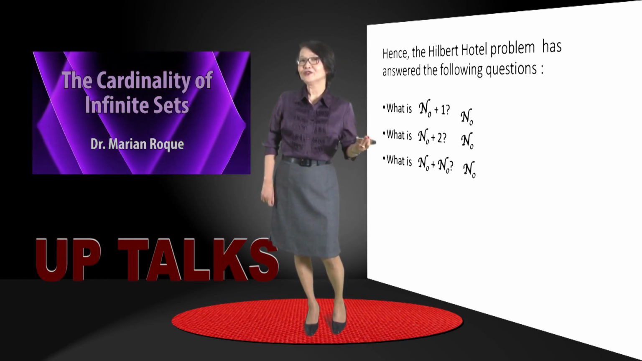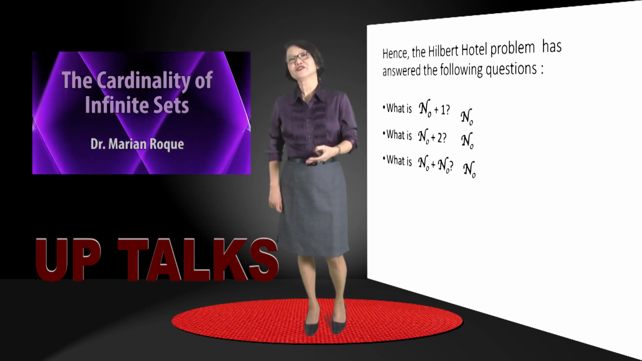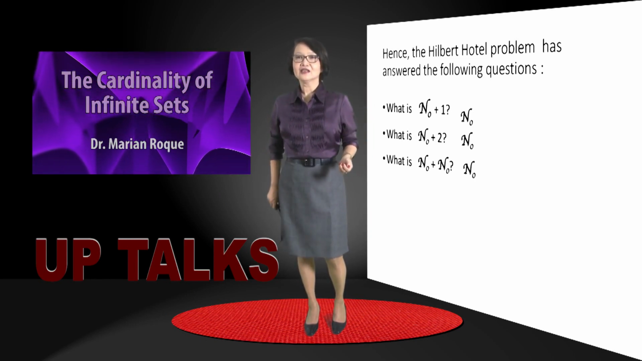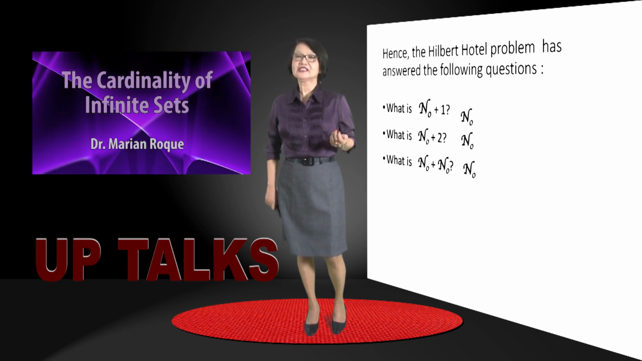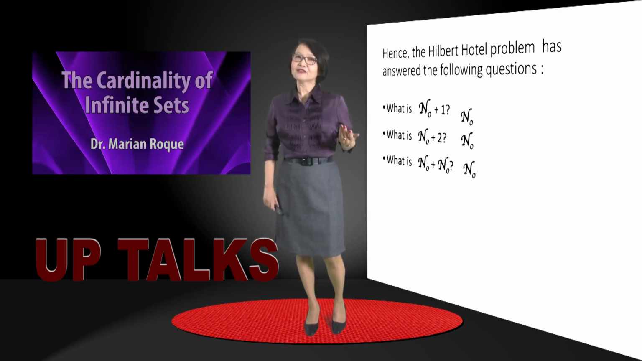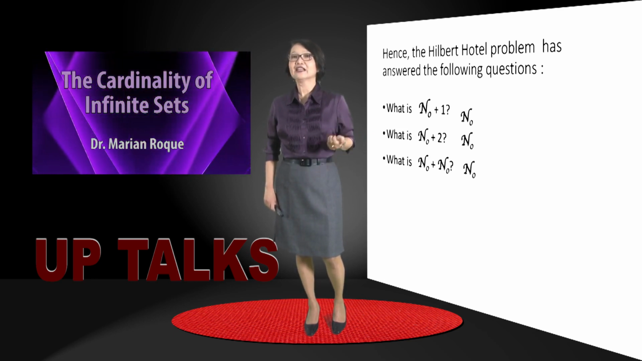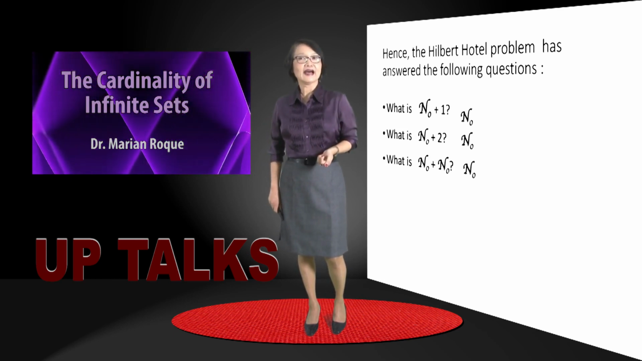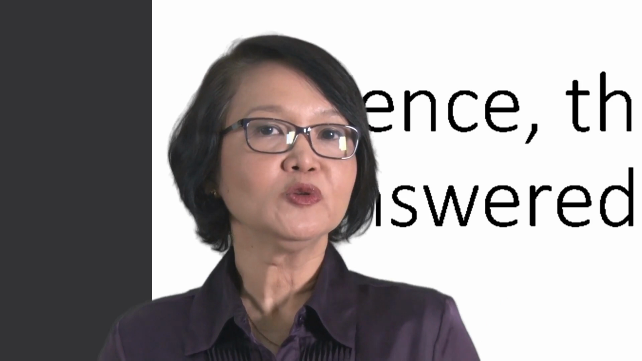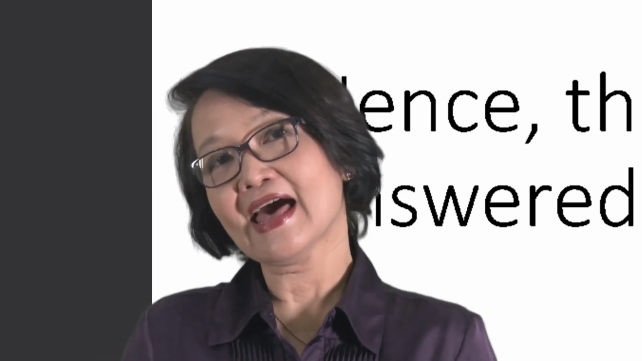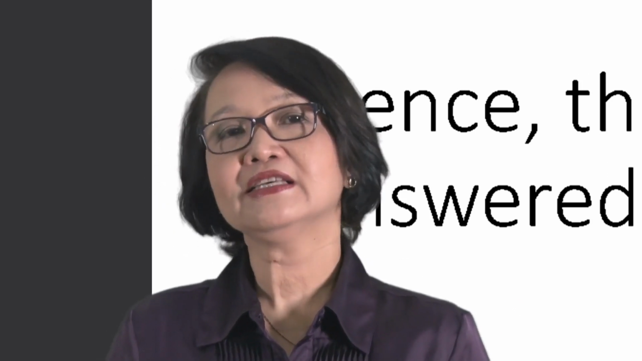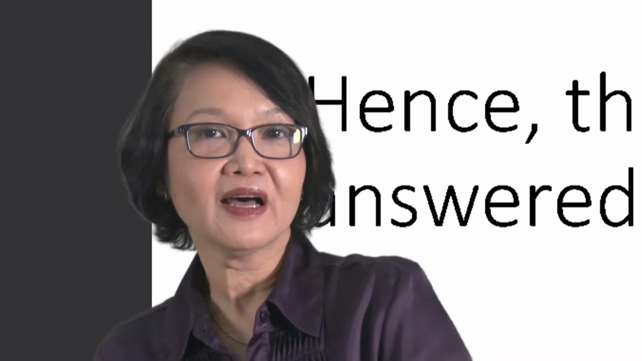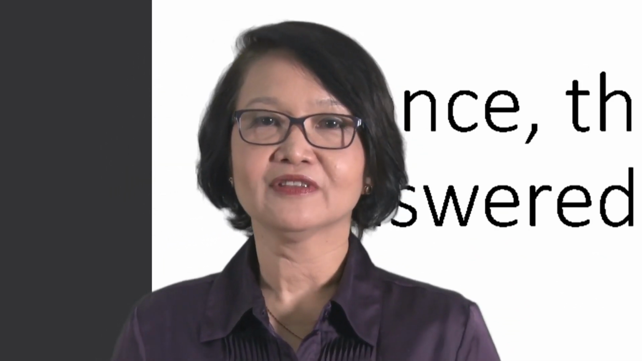So let us review. We have said that aleph null plus 1, that's the one guest arriving, is still aleph null. Aleph null plus 2 is still aleph null. Aleph null plus k is still aleph null. And now, aleph null plus aleph null is still aleph null, meaning 2 times aleph null is aleph null. And you can also show somehow that aleph null plus aleph null plus aleph null is still aleph null.